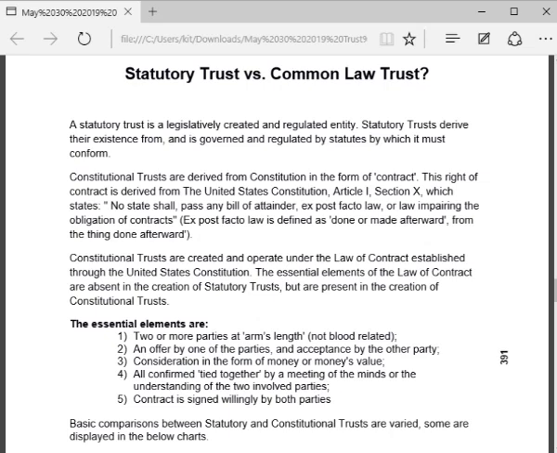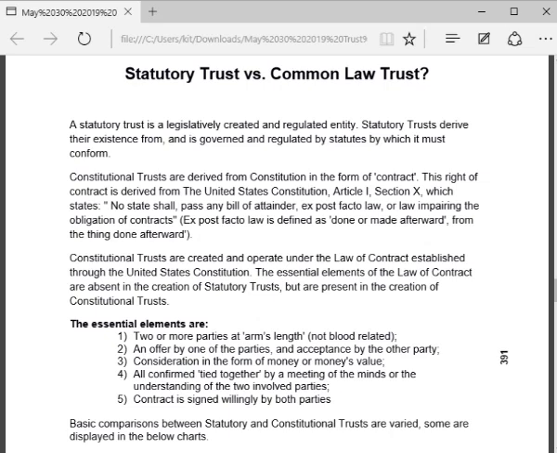This right of contract is derived from the United States Constitution, Article 1, Section 10, which states, "No state shall pass any bill of attainder, ex post facto law, or law impairing the obligation of contracts." Ex post facto law is defined as done or made afterward, from the thing done afterward. Constitutional trusts are created and operate under the law of contract established in the United States Constitution. The essential elements of the law of contract are absent in the creation of statutory trusts, but are present in the creation of constitutional trusts.